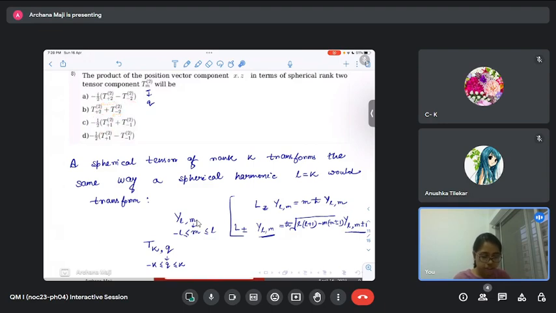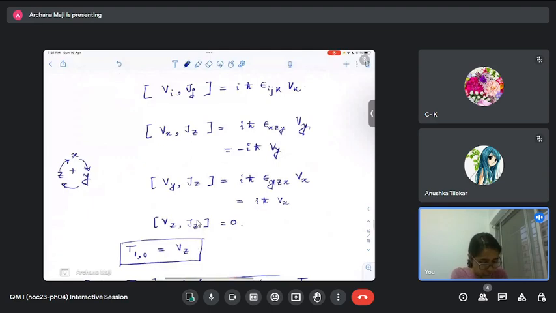Okay, so let me just tell you how to get these. So how will you get... oh, we don't know any of these actually. These are for spherical tensors of rank 2. So far we have shown only spherical tensors of rank 1. So let's get on to it.